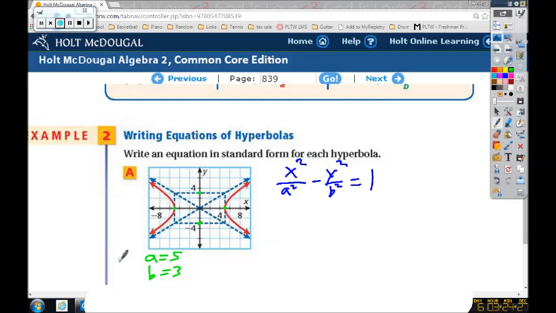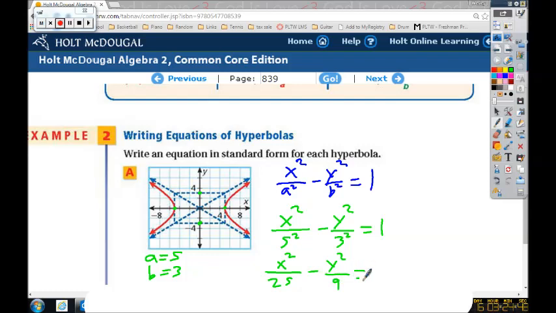So on my equation, I have x squared over, well, 5 squared minus y squared over 3 squared equals 1, which is x squared over 25 minus y squared over 9. And that's my equation for the hyperbola for this problem.